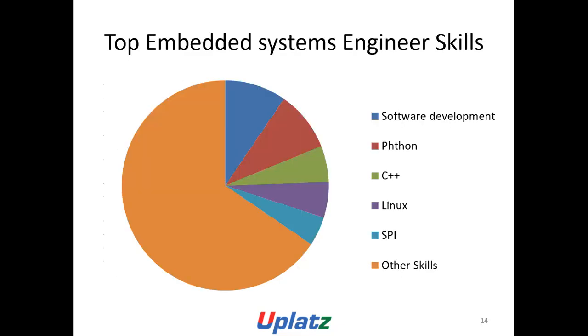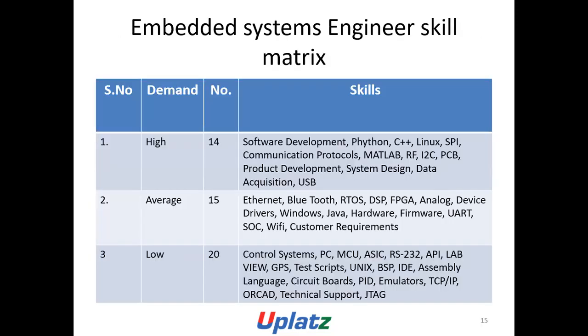Top embedded system engineer skills include software development, Python, C++, Linux, SPA, and other skills. In the embedded system engineer skill matrix, at the high demand level, there are 14 skills: software development, Python, C++, Linux, SPA, communication protocols, Matlab, RF, I2C, PCB, product development, system design, data acquisition, USB. At average level, 15 skills, that includes Ethernet, Bluetooth, RTOS, DSP, FPGA, analog devices, Windows, Java, hardware, firmware, UART, SOC, Wi-Fi, custom requirements.